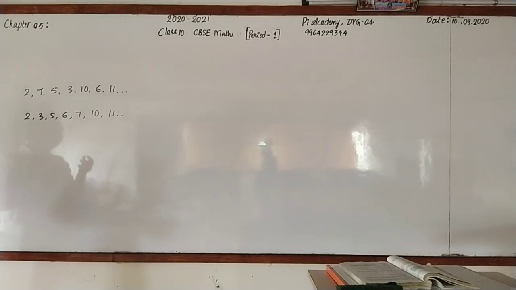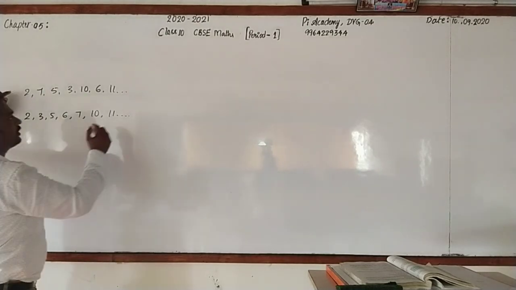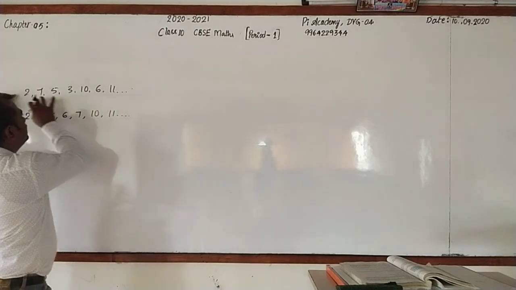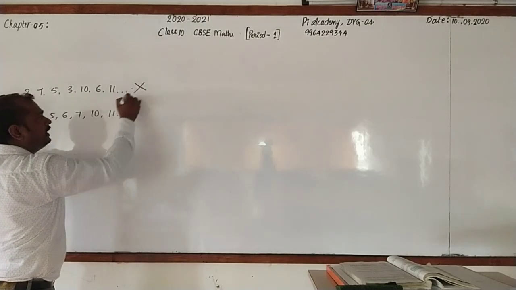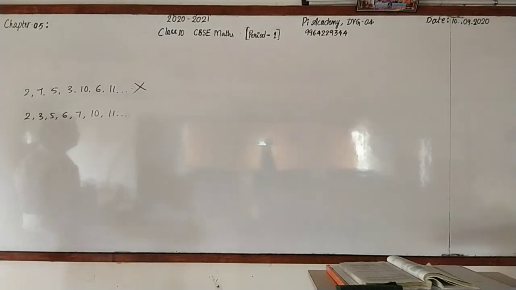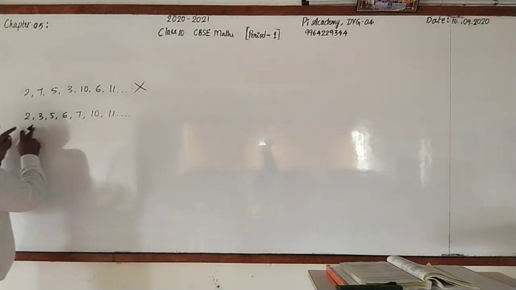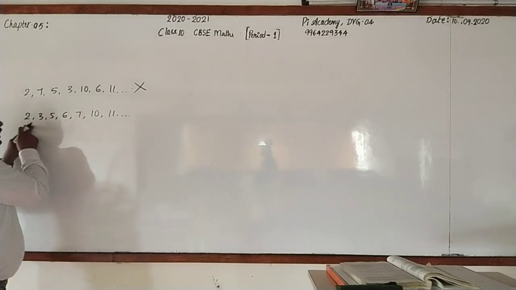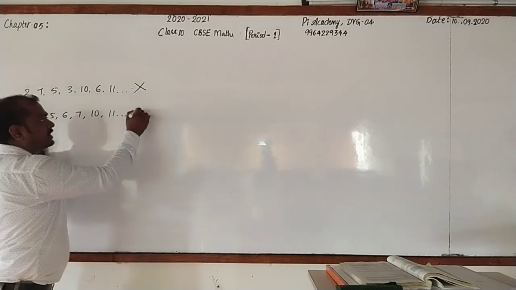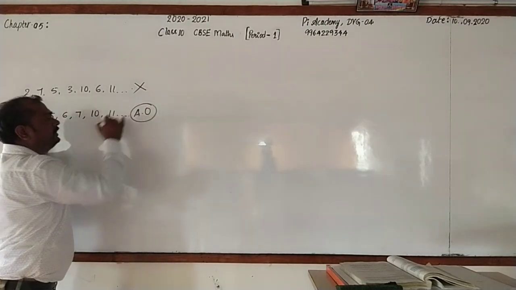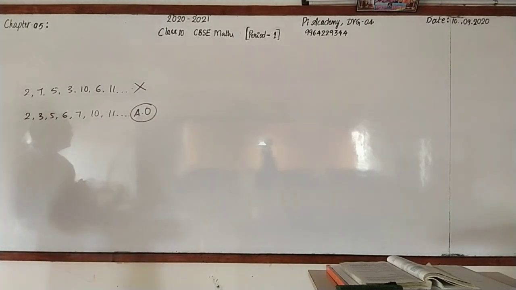Could you tell what difference you find in these two? Yes, certainly you are right. In the first list of numbers, the numbers are not in any particular order, right? Whereas in the second list, the numbers are in order. What is that order? It is ascending order, nothing but increasing order.